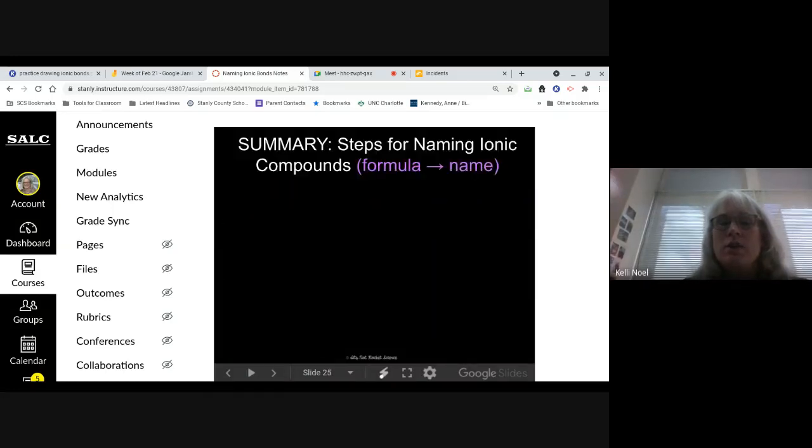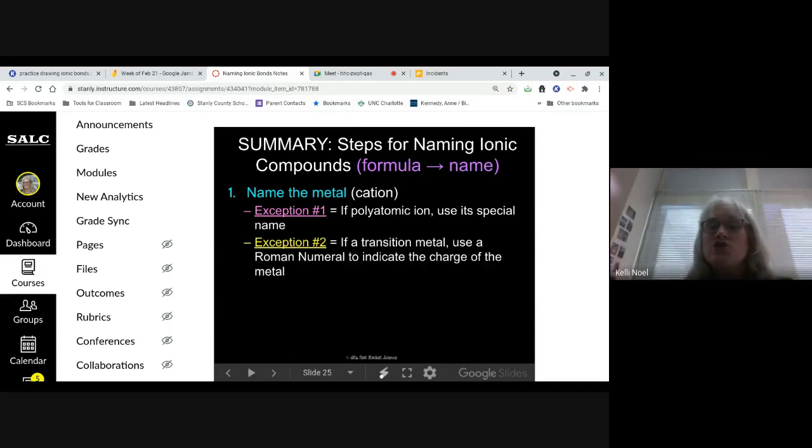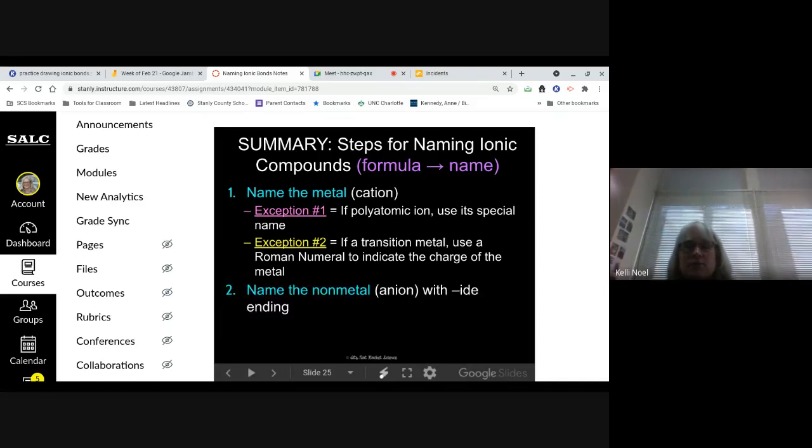All right, so then you're going to have some practice. So here's some summary steps. So pretty much you name the metal, which is the cation. If it's a polyatomic, use a special name. If it's a transition metal, you have to have a Roman numeral in parentheses to indicate the charge. Name the nonmetal with an ide ending, or if it's a polyatomic, use its special name.